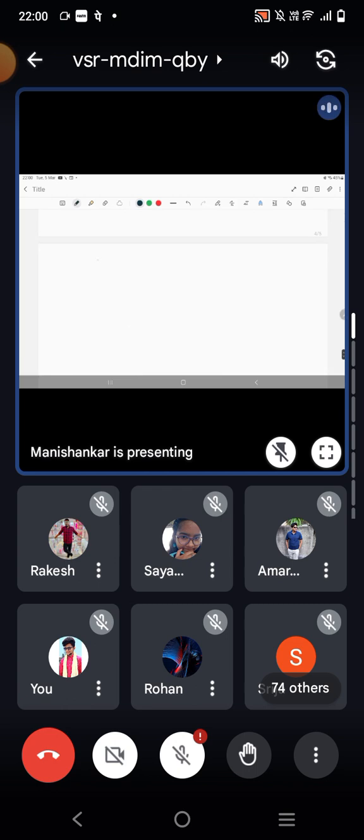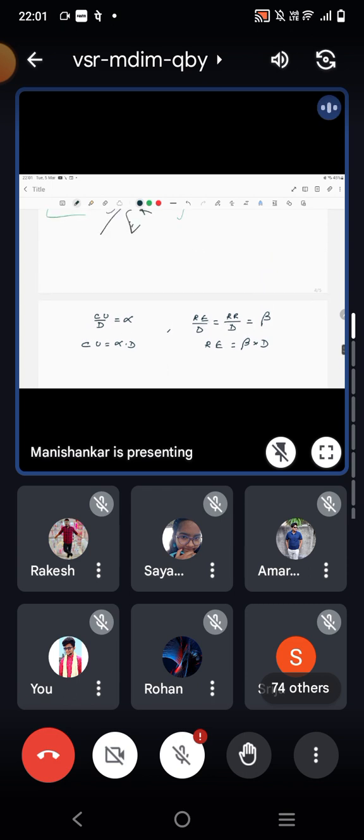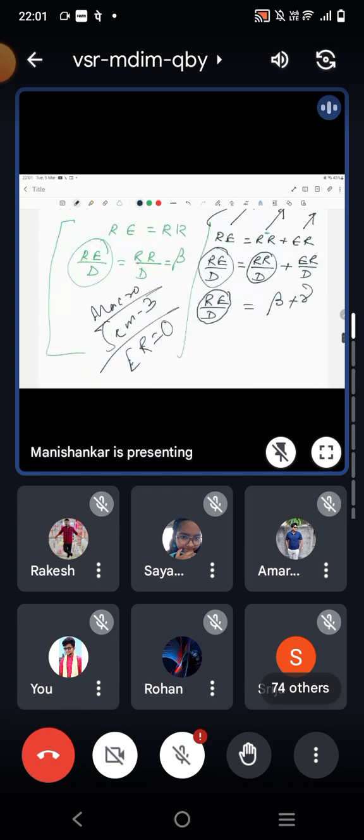First they consider currency deposit ratio, that is denoted by alpha, and reserve deposit ratio, that is your required reserve by deposit ratio, both are the same, no excess reserve, that is beta. So your currency equals alpha into D, your reserve equals beta into D. And our money supply, M equals currency plus deposit.